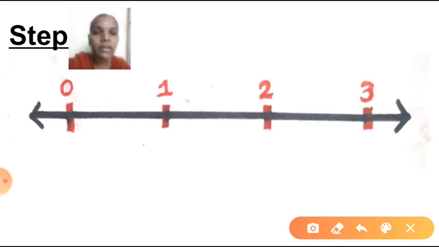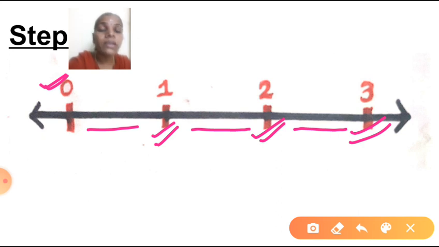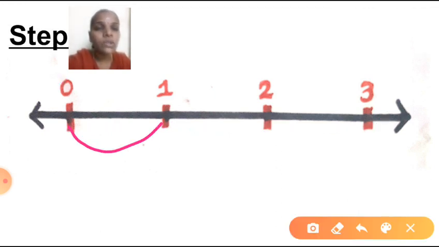So here we have to write 0. Next is 1, 2, 3. So in total how many units are here? Yes, 3 units. So the first number you have to write is 0. Afterwards 1, 2, 3. Children see here, the distance between every unit is the same. So that is how we make the line. Second step: the line we have to divide into units. This is the first unit, this is the second unit, this is the third unit.